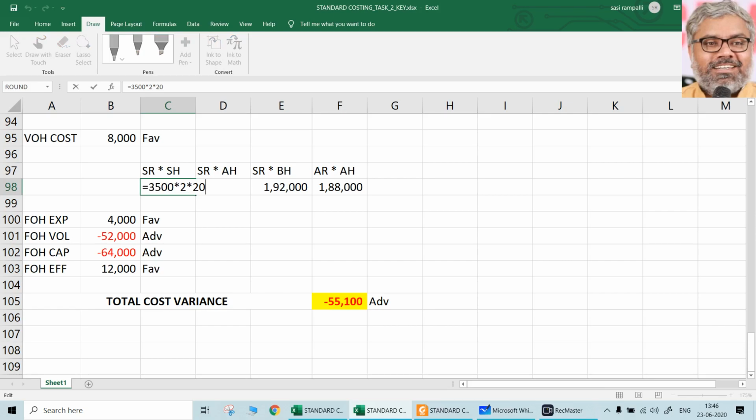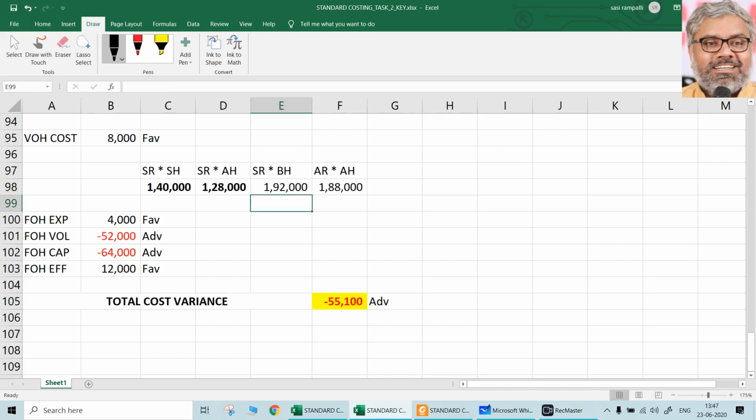SH we already know. SH you don't have to calculate every time. For actual output, it is always 7,000 hours. So SRSH we have. Same way SRAH. Actual hours worked we know already, that is 6,400 hours. That is also known. Standard rate 20 rupees, we already know that.